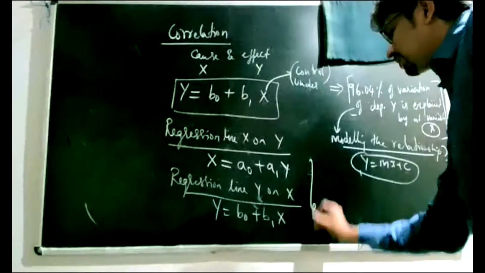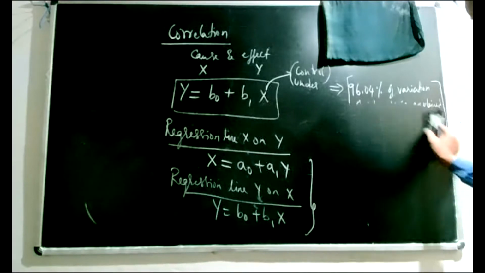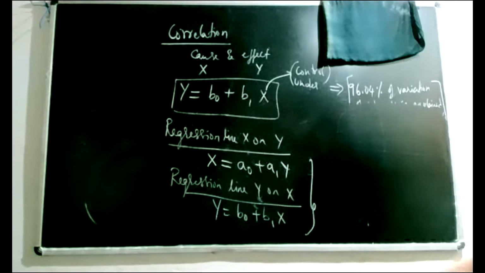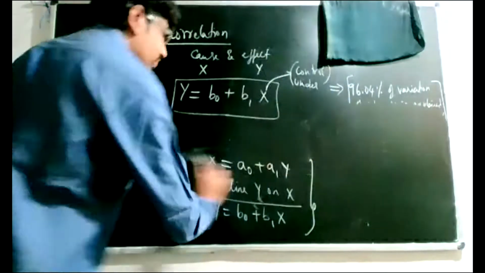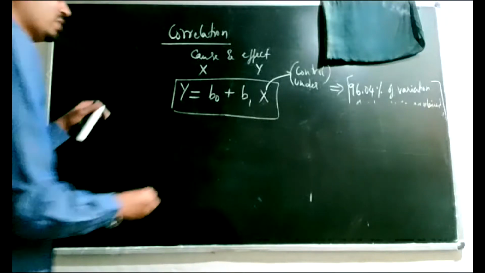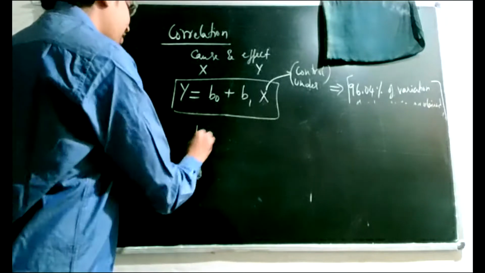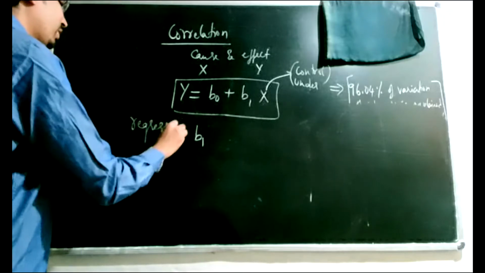So here again, we'll use the concepts of mean, correlation, standard deviation in order to obtain the values of the constants. So as I said, I don't want you to get confused by giving you various formulas. So I'll just stick to this regression equation. So here we say our regression b1. So this is called the regression coefficient.